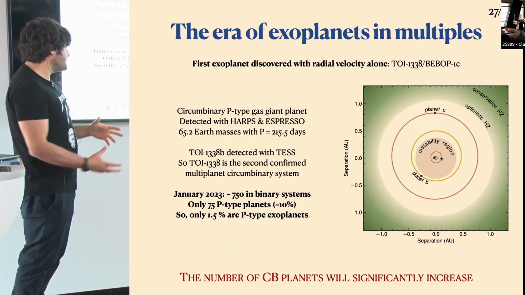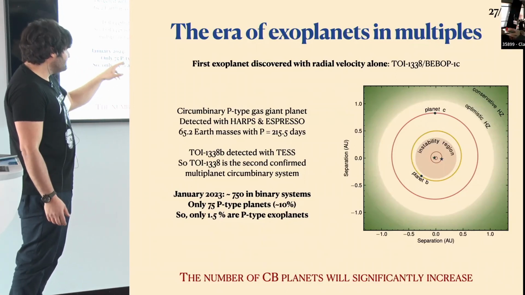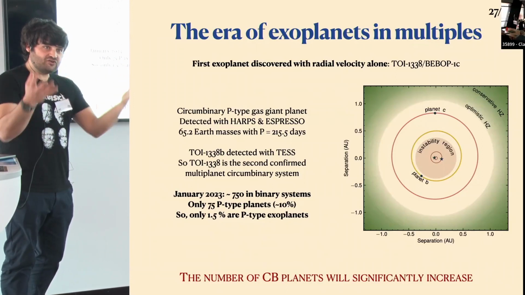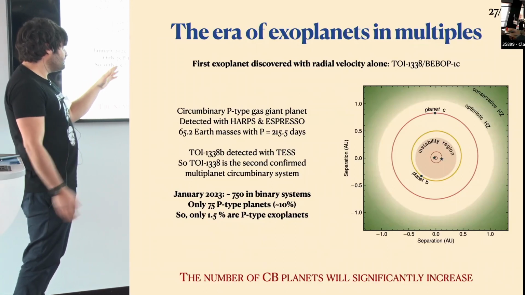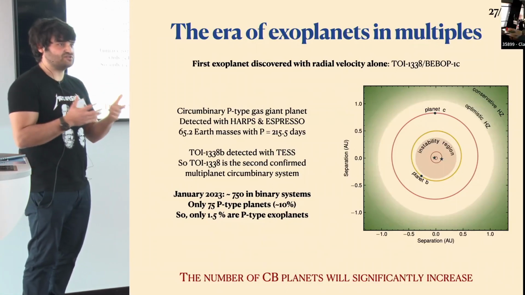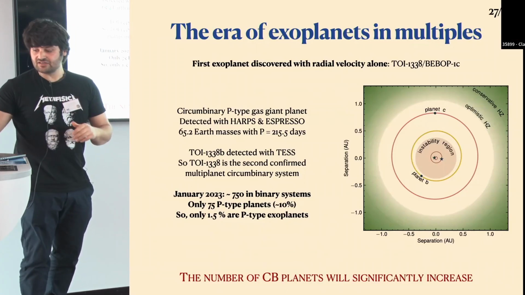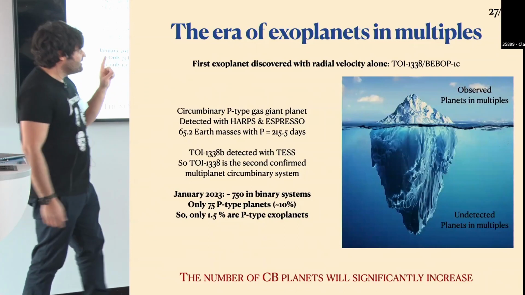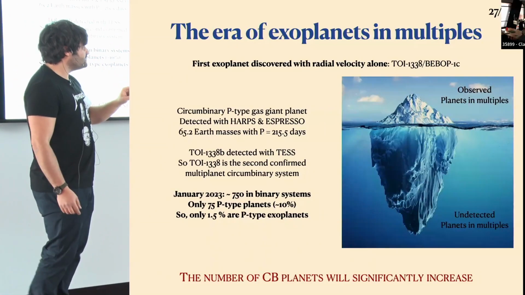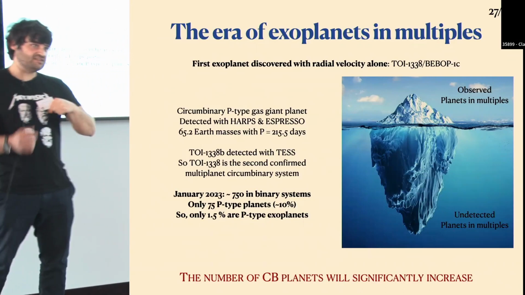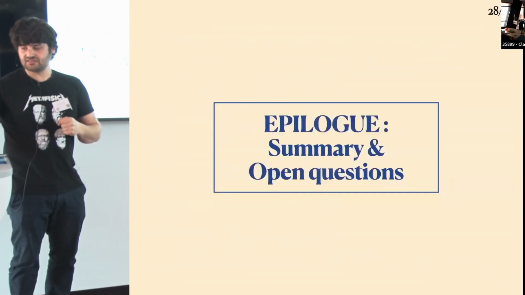We know that there are 750 planets in binary systems, but only 75 are P-type planets, so 10% of them. And if you compare that to the overall population of exoplanets, that means that only of the order of 2% of all the exoplanets known are P-type planets. So you can say, oh, this is marginal, this is ridiculous. But actually, as I said, there is a very strong bias against these planets. So I think we're only seeing the tip of the iceberg, and this population will emerge in the next years, and we need to understand how to connect this with disk dynamics.